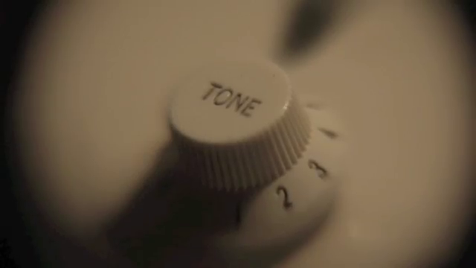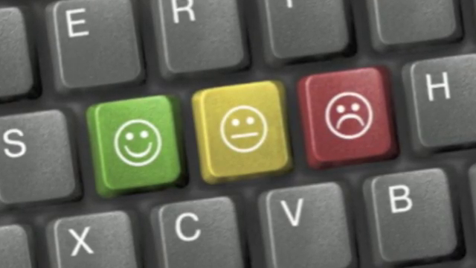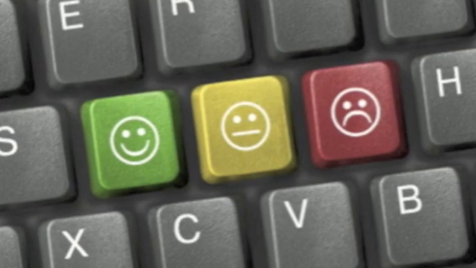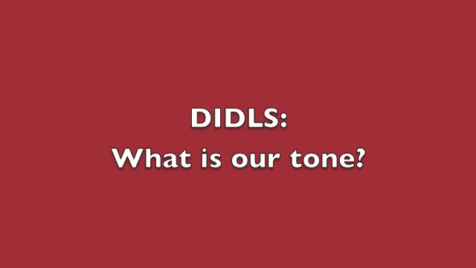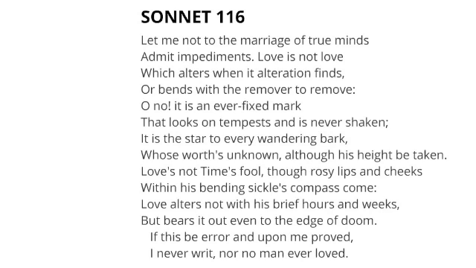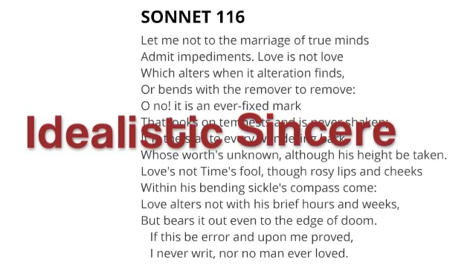Keep in mind that tone is complex and multifaceted. It might take more than one word to describe the tone in a given piece. The key to your tone statement is that you're able to back up what you say the tone is with evidence from the text. Finally, we come to our tone statement. Based on my DIDLS analysis and everything I've learned from the poem, I think that Shakespeare is being idealistic and sincere. Those two words can describe the tone in this poem.